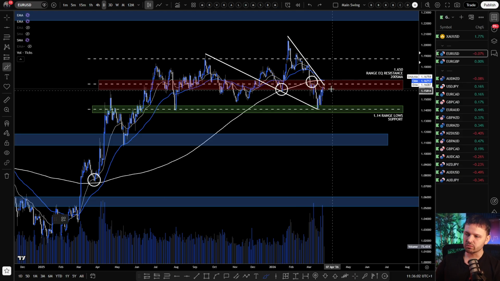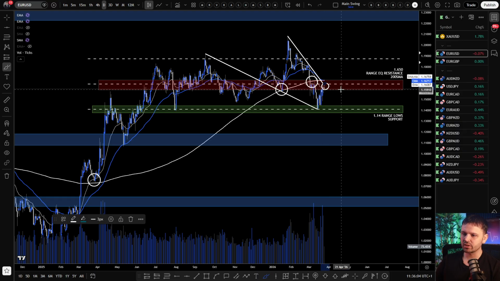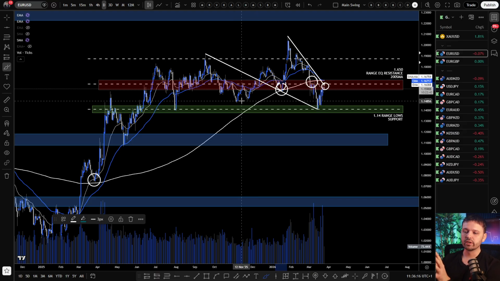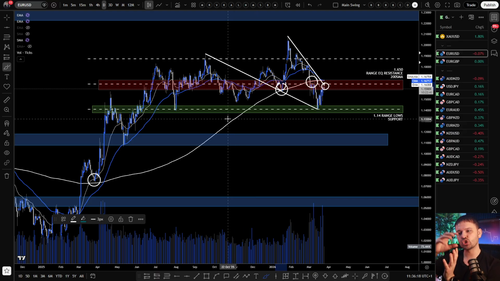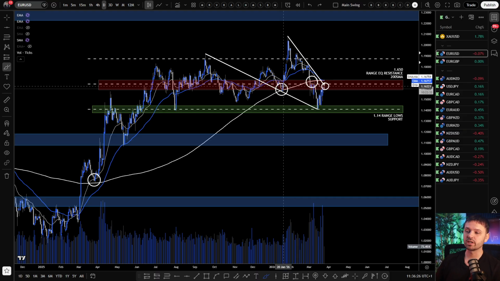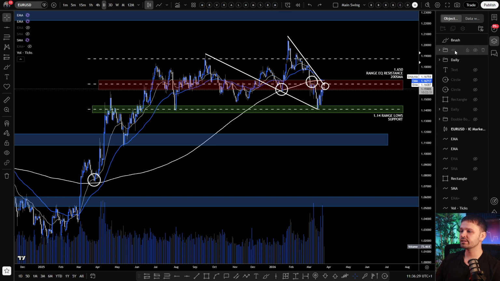Now, what's interesting here is that we're having that rejection at range EQ. It's interesting to short this, but again, we're in a range-bound environment. It was interesting to go long here as well, because the primary trend was still bullish, but it showed signs of potential ranging price action. And now that we broke that low, it's definitely a ranging structure. Anyway, let's move on here.